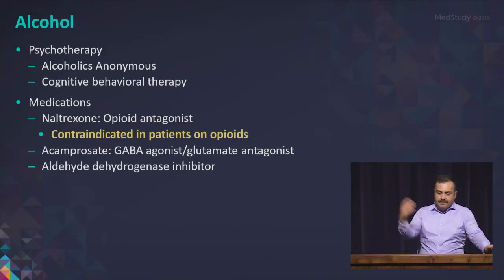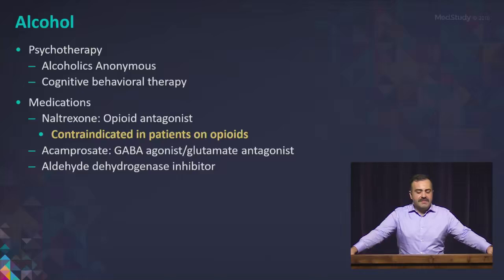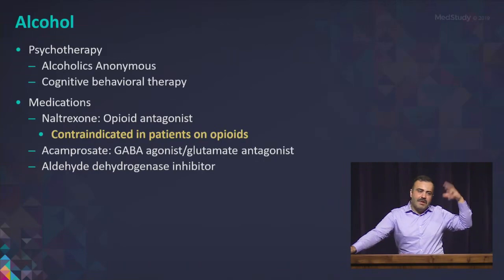Alcohol use disorder. In terms of treatment, you can suggest psychotherapy. AA is very effective. Just like everything else, cognitive behavioral therapy works in psychiatry. In terms of medication, naltrexone is an option. It's an opiate antagonist. The contraindication is that you already have a patient on opiates for some other medical condition, for pain. You probably don't want to block opiate receptors. In the brain, it blocks the reward pathway and the opioid receptors, so they don't feel rewarded from drinking.